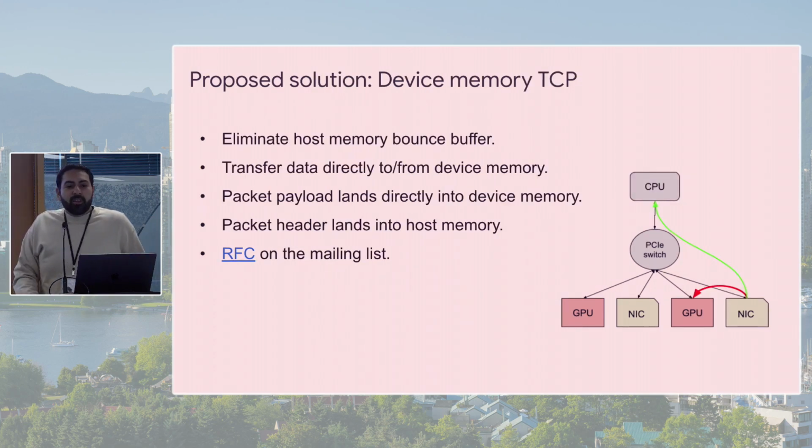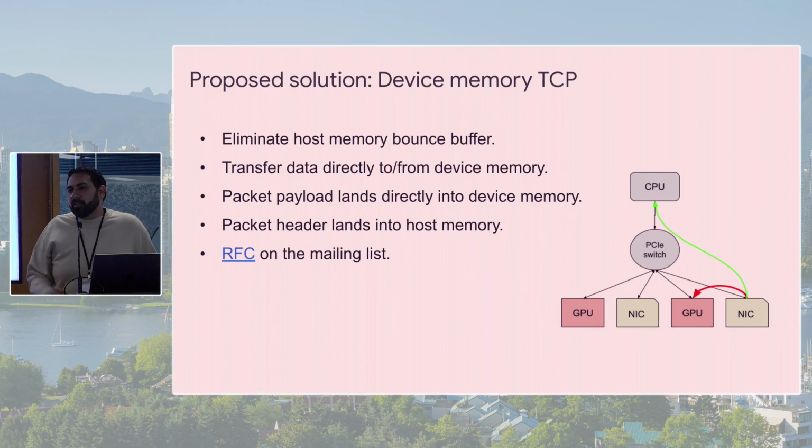So the proposal here is, well, unsurprisingly, device memory TCP. Device memory TCP, at its core, is quite simple. Instead of sending the data all the way to the root complex from the NIC and then back to the GPU, this red arrow is modified. So we send data directly to the GPU in this case of RX, and we transfer data directly from the GPU in the case of TX.